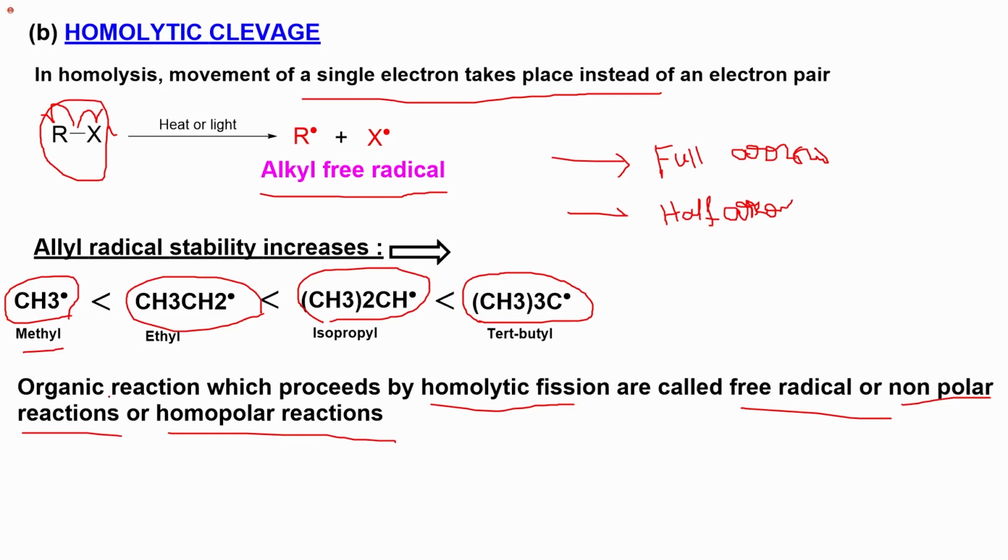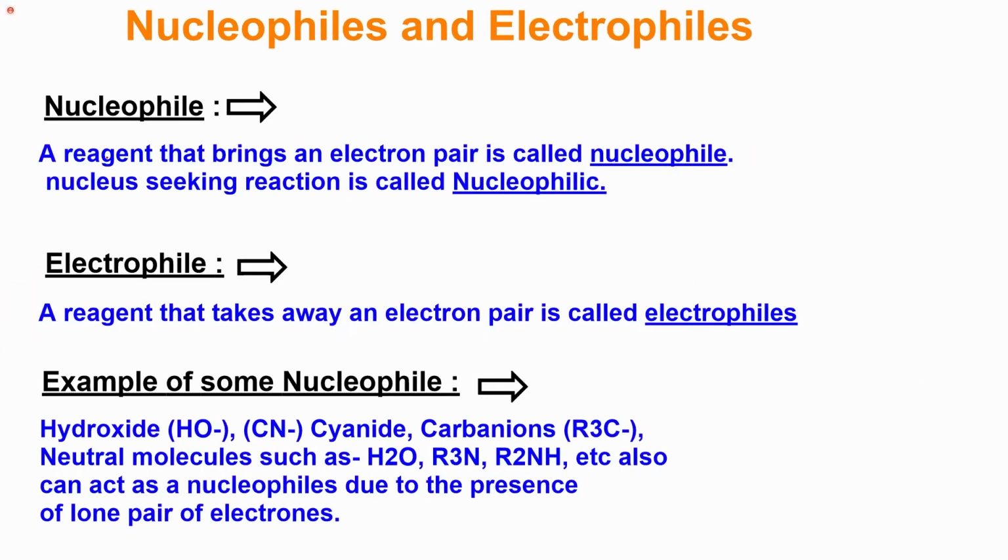Now we will discuss the nucleophile and the electrophile. So what is a nucleophile and what is an electrophile? A reagent that brings an electron pair is called a nucleophile, that is, nucleus-seeking. And the electrophile is the reagent that takes away an electron pair.